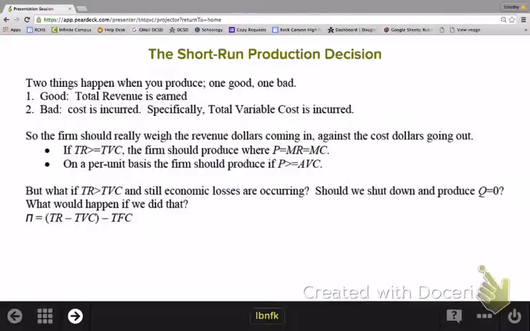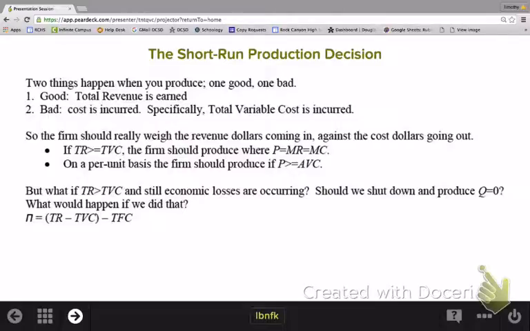First, let's use our intuition. Consider what happens when the firm produces some quantity where the price is equal to the marginal revenue, which is equal to the marginal cost. Two things happen when you produce this. One good thing and one bad thing. The good thing that happens is you're earning total revenue, because you're selling something, money is coming in. The bad thing is that cost is being incurred. It costs you something to produce it.